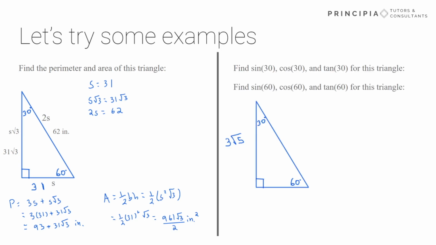All right, let's go over this next one. Now I want you to find the sine, cosine, and tangent for both the 30 and 60 degree angles of this triangle. And right now, I've only defined one of the sides. So take a moment, pause the video, try it on your own, and we'll pick up in a couple seconds.